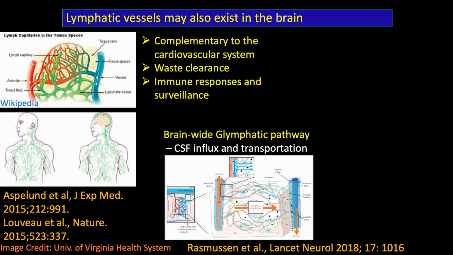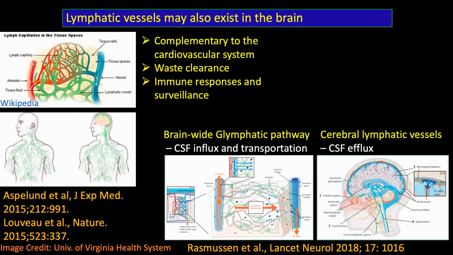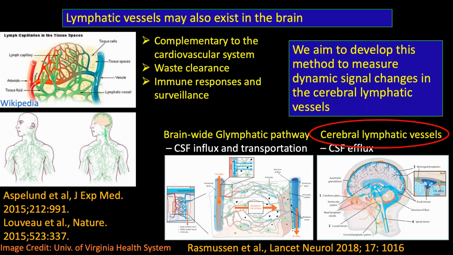One is a brain-wide lymphatic pathway between arteries and veins, which is responsible for influx and transportation of CSF. Another is membrane-based lymphatic vessels running alongside the major arteries and veins, which is responsible for CSF efflux. In this study, we aim to develop a method to measure the dynamic signal change in the cerebral lymphatic vessels.